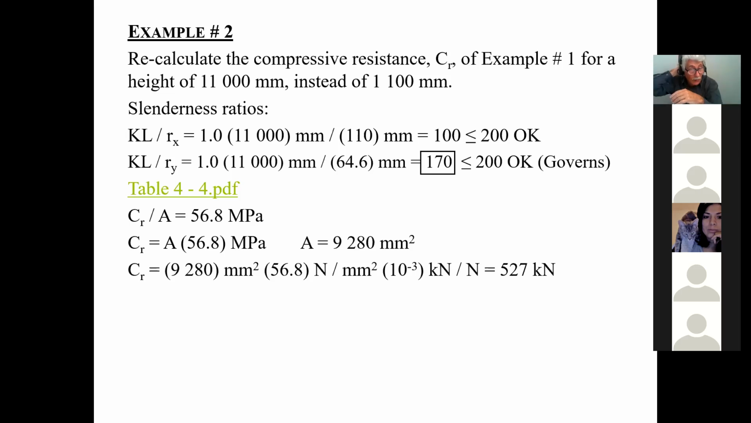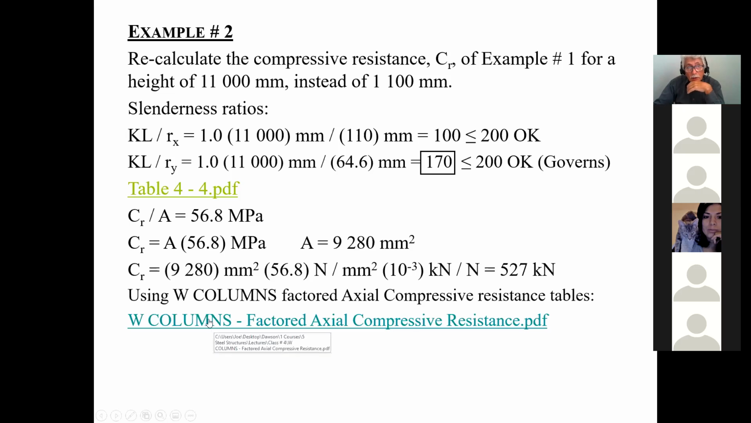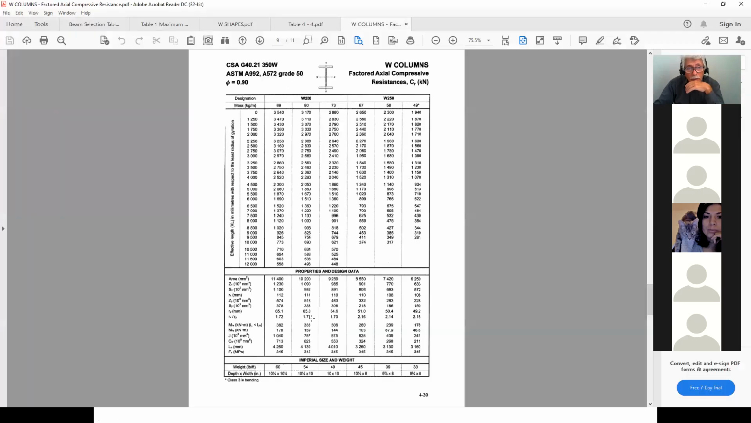And then of course I can do the same thing with this one here. I'm going to look for the KL over R of 170 in this table here, and I'll get the value right away. So I have the same table here, 1100. Okay, so where are we? We're at 1100 here by 73, and there you go. And this was the W250 by 73, and then of course this one I get is 525.